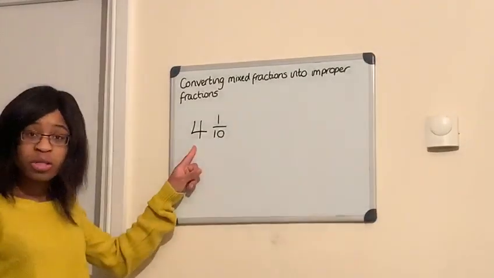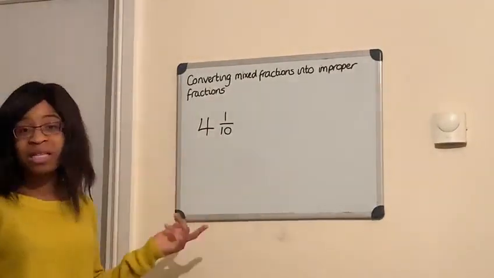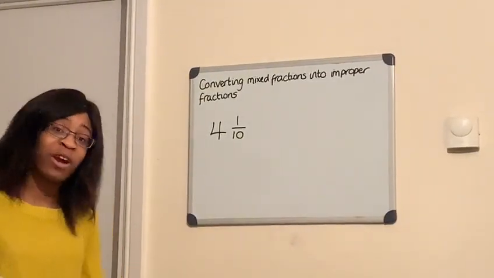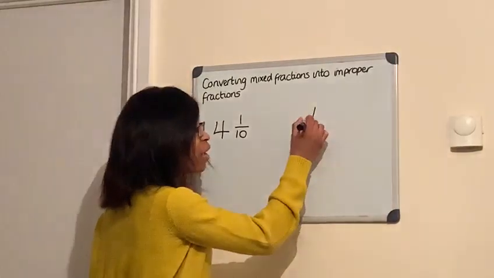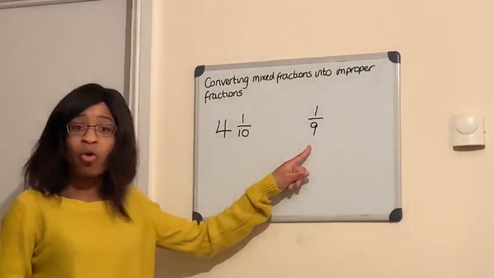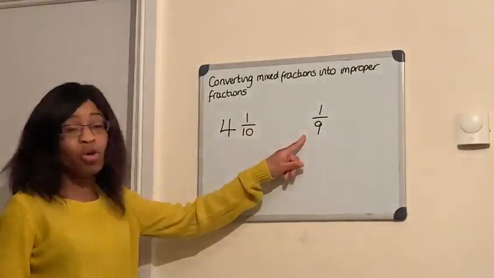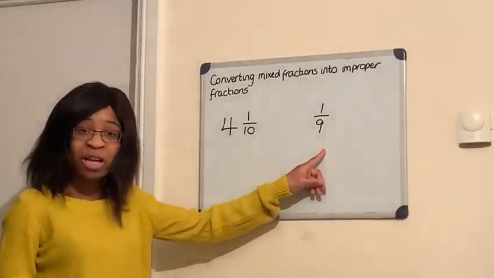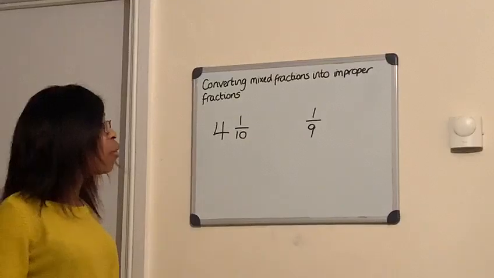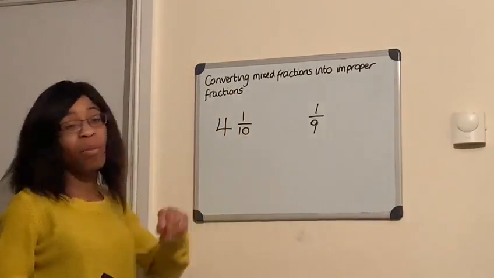So we've got 4 wholes or 4 ones, and then we've got 1/10. This is what we would call a mixed number fraction. And it's very different to a proper fraction or a normal fraction, because a normal fraction might read something as 1/9. You can see that there's a big difference. In this one, there's no wholes. This one, there is wholes. We've got 4 wholes, but there's no wholes there. So this is what we would call a proper fraction or a fraction, and this is what we would call a mixed number fraction.